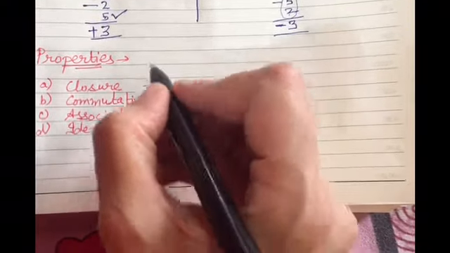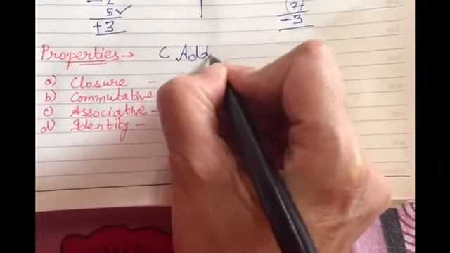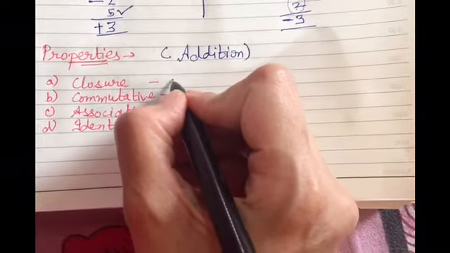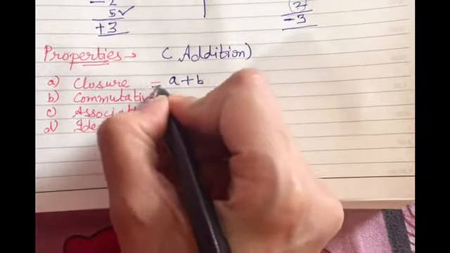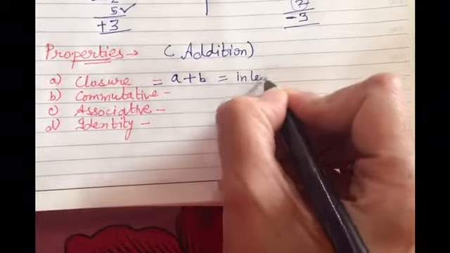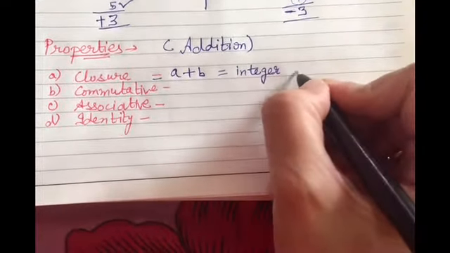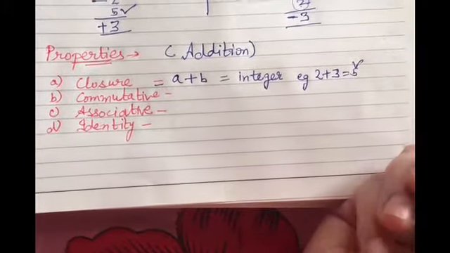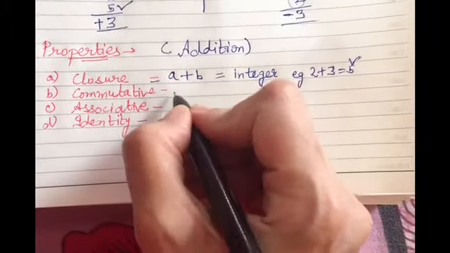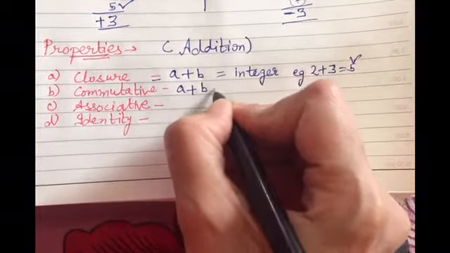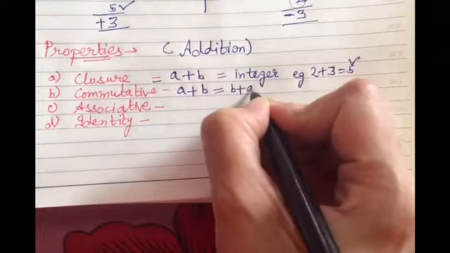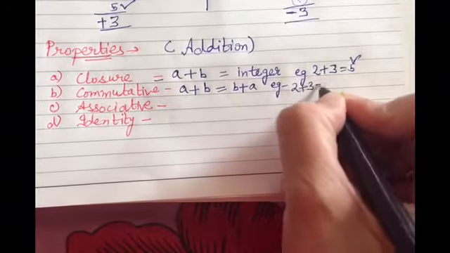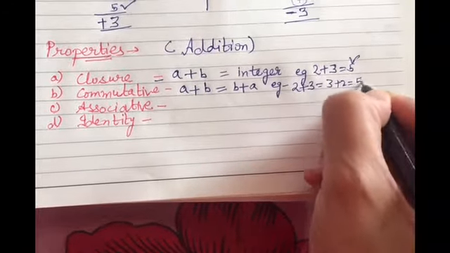Now next comes properties. First property of addition. Here we are talking about the properties of addition of integers. So first property is closure. That means if we add two integers, the answer will be an integer. For example, if I add 2 plus 3, the answer 5 is also an integer. Commutative property. If we add two numbers in any order, the answer will remain the same. For example, 2 plus 3 is equal to 3 plus 2 is equal to 5.